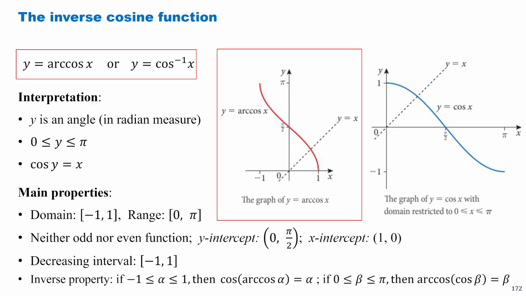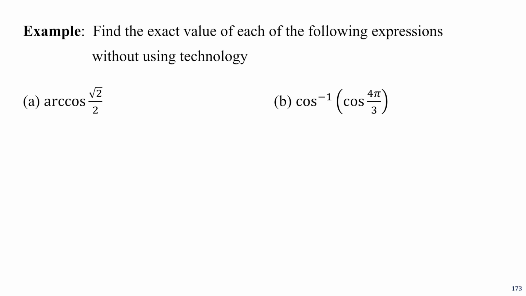Okay, again, let's have a look at an example to check your understanding. Can you find the exact value of each of the following expressions without using technology? The first one is the angle, right? Such that this angle is between 0 to pi. So in this interval, from 0 to pi, and such that the cosine of that angle gives you square root 2 over 2. So can you find any angle in this interval whose cosine is square root 2 over 2?